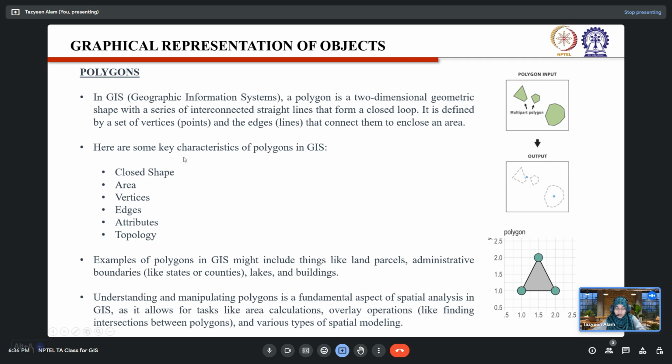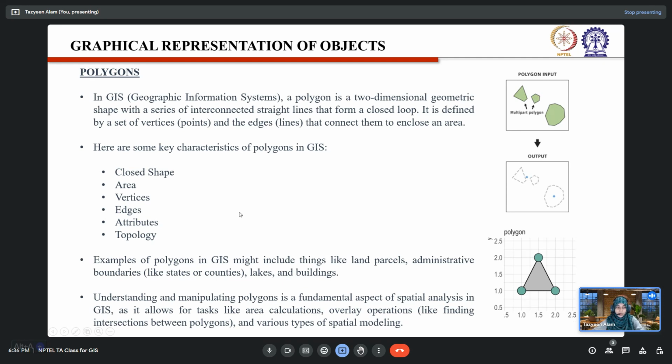Some of the key characteristics of polygons are a closed shape. If it is not closed, let us say there were three points, but there were only two lines with an open edge, so one edge was open, now it is not actually forming a polygon. It is still forming a line, right? For it to be a polygon, it needs to have a closed shape. Whenever it has a closed shape, it will have an area, right? It will also have vertices, like this one has three. It will have edges. This one again has three. It will have attributes, and it will have a specific typology.